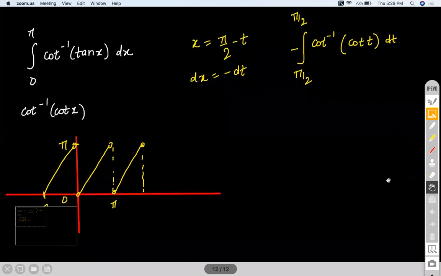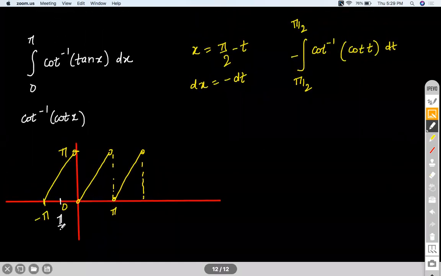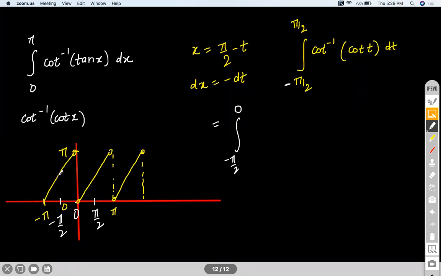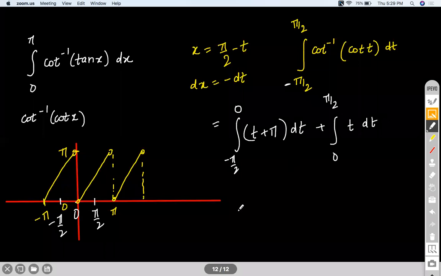Okay. Now, as I can see, from minus pi by 2 to 0, the function definition is something else, and 0 to pi by 2, the function definition is something else. So I have to change the definition according to the limits of integration over here. So from minus pi by 2 to 0, your function will behave as t plus pi, correct? And from 0 to pi by 2, the function will just behave as t. Correct? So this is the integration that we need to perform, which is quite easy.